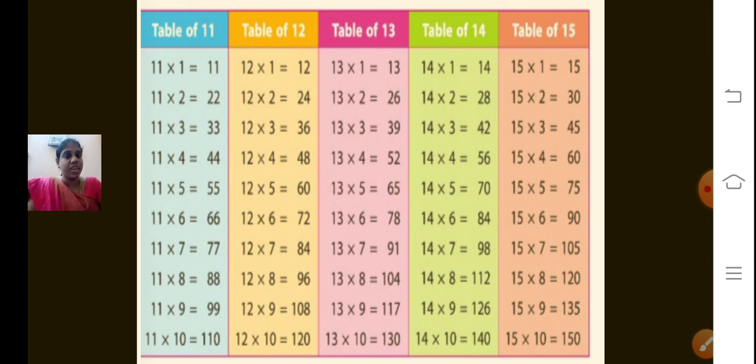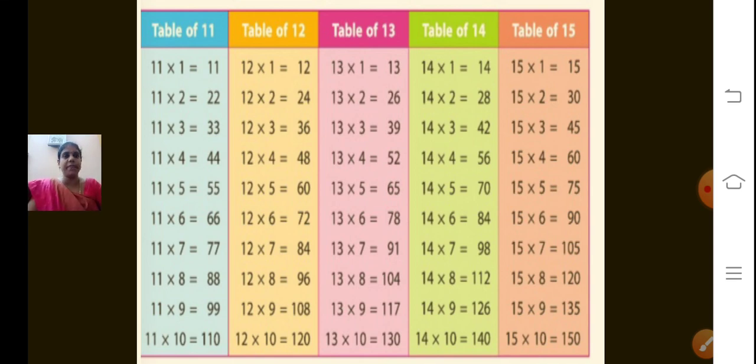We'll see the 12 tables now. 12 ones are 12. 12 twos are 24. 12 threes are 36. 12 into 4, 48. 12 into 5, 60. 12 sixes are 72. 12 sevens are 84. 12 eights are 96. 12 nines are 108. 12 tens are 120.